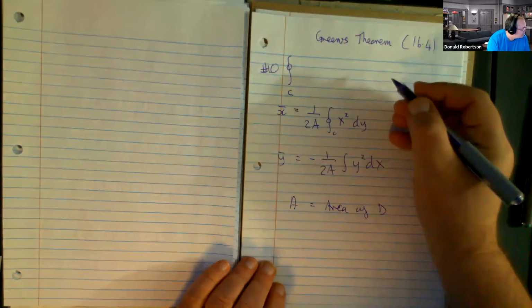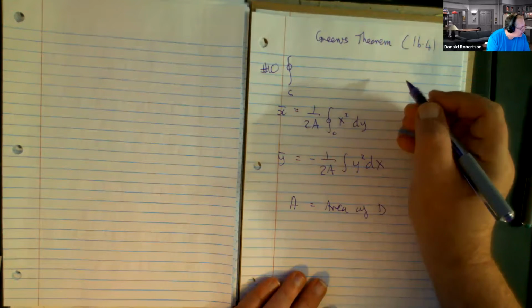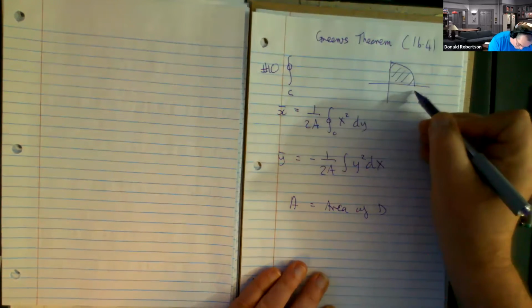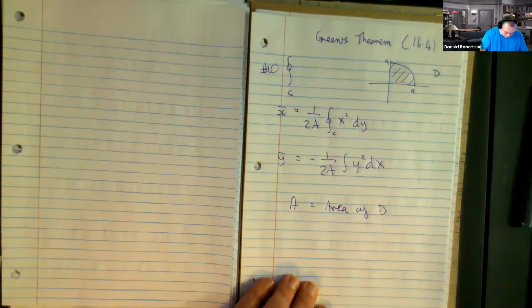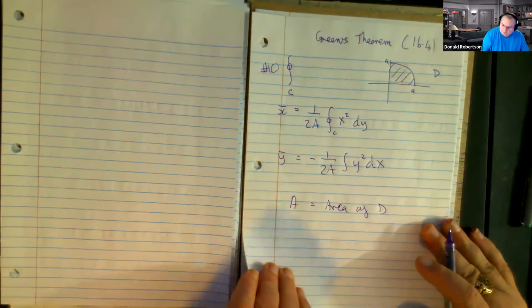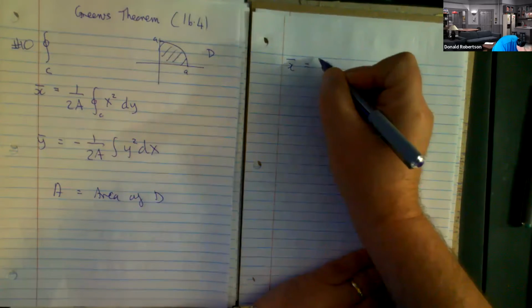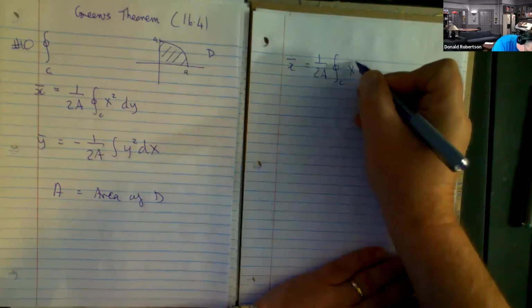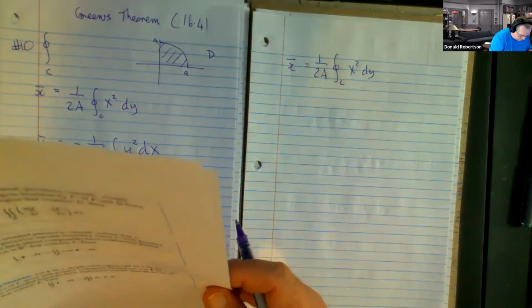And D is described as a quarter circle, radius A in the first quadrant. Okay, so they're telling me that D is a quarter circle, radius A in the first quadrant. So that's what D looks like. So I will do X bar, which is 1 over 2 times the area, that, x squared dy. So far, so good. And I will use my Green's theorem thing in a minute.